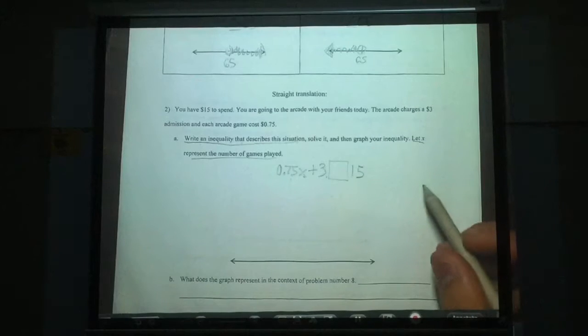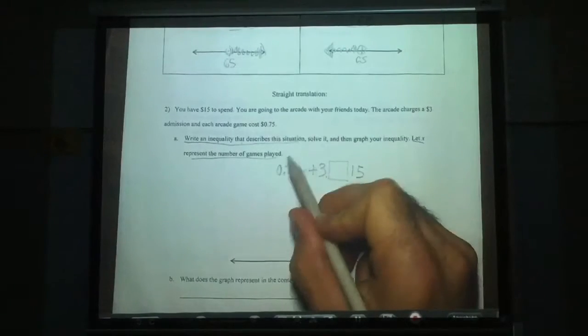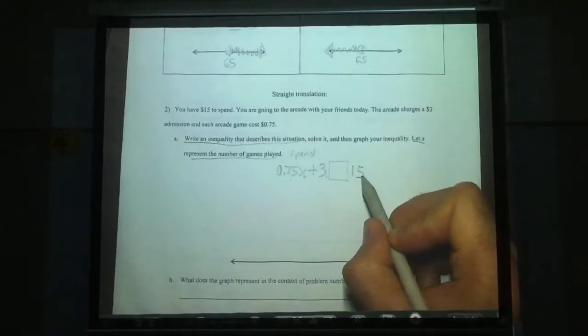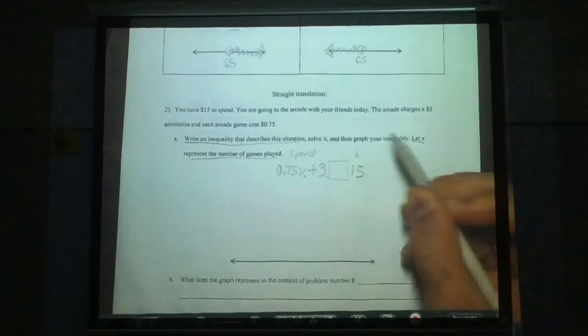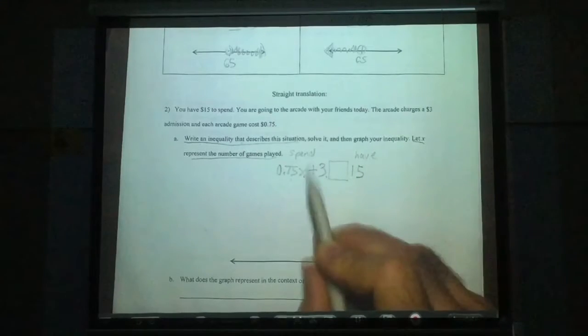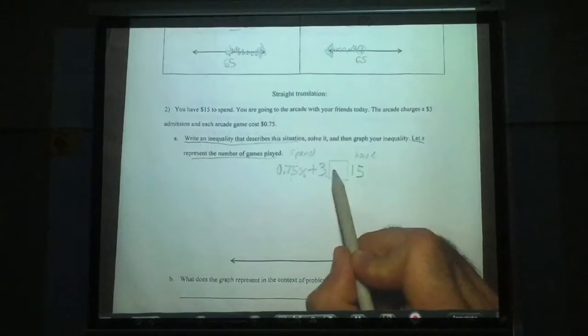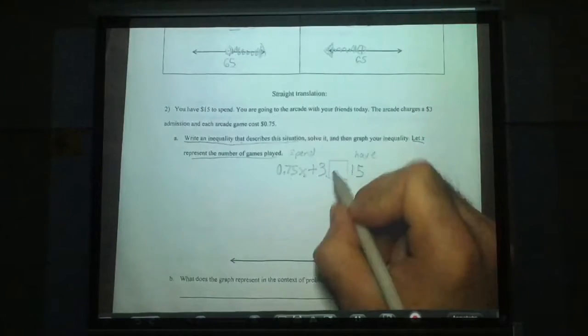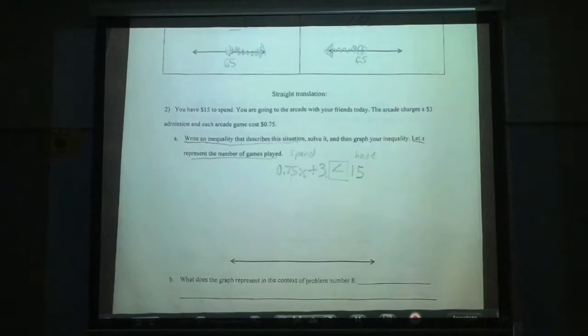So how are we going to do this? Well, on this side, I know this is the money that I'm going to spend. So I'm going to write the word spend above it. Over here, this is the money that I have, or that you have. Okay, now the question is, do you want to spend more money than you have, or do you want to spend less money than you have? The answer is that you want to spend less money than you have, right?